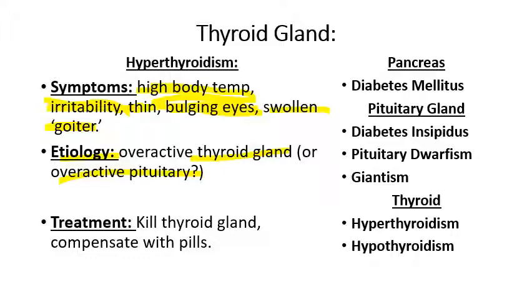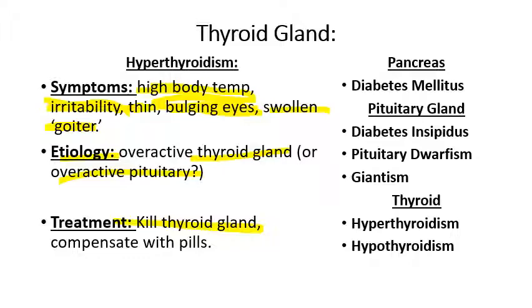Okay, I haven't checked recently, but the traditional method for treating hyperthyroidism used to be you would simply put an X-ray machine up against the thyroid gland and irradiate it until you killed it. So you would kill the thyroid gland with radiation, and then you would compensate by taking thyroid hormone pills.